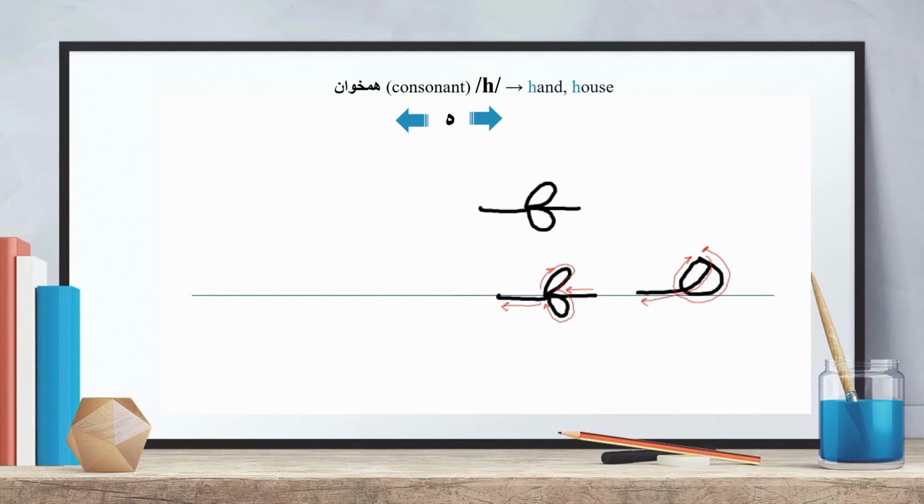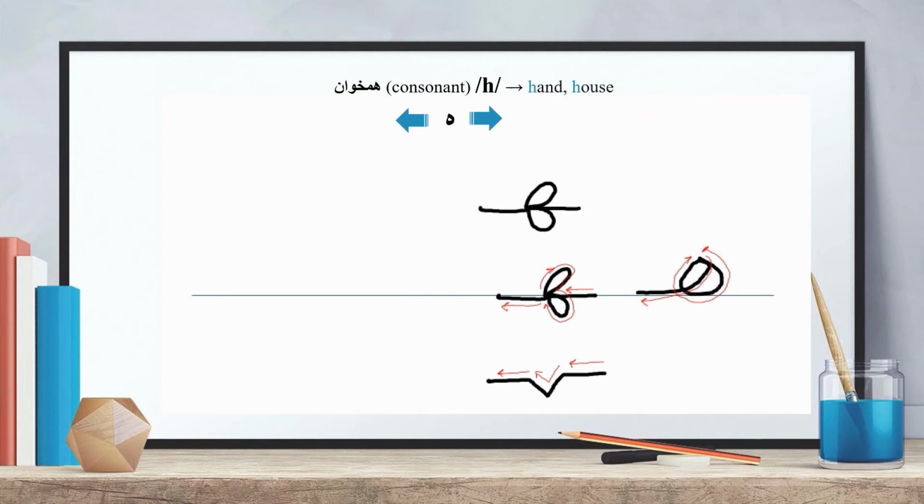We also have another shape for that. You can start from here, then you go down like this. This is also another variation for he. In Tahriri, we normally write it like that. So again, do it with red. We start from here, make a line to the left. Then we write something like a V here. And again to the left.